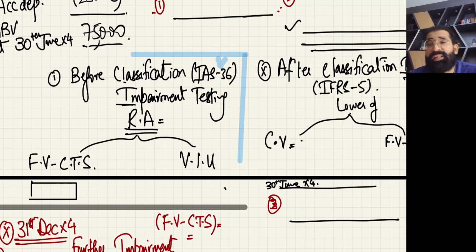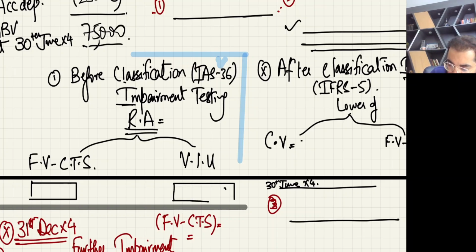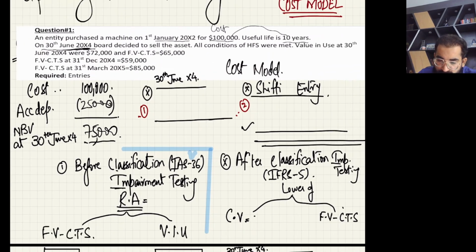According to IAS 36, we always calculate the recoverable amount, which is the higher of two things. Number one is fair value less cost to sell, and the other thing is value in use.